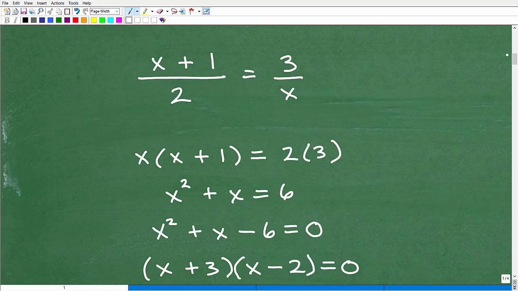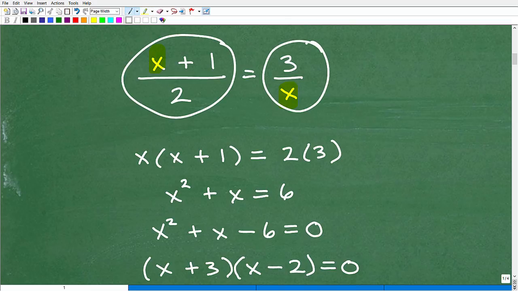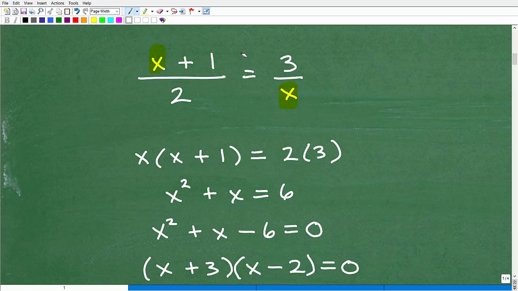So here is our problem, and we're trying to find the value of x such that this fraction and this fraction are equal to one another. How do I do that? Well, I have to know a little bit of algebra, what a proportion is, and something about the cross product. So we're going to multiply across this way, and when we do that, we're going to get x times x plus 1.